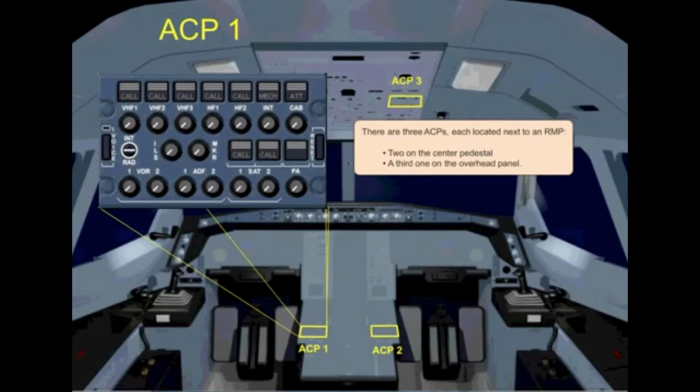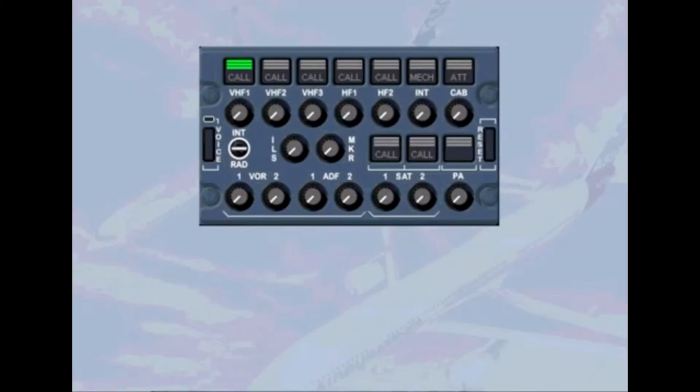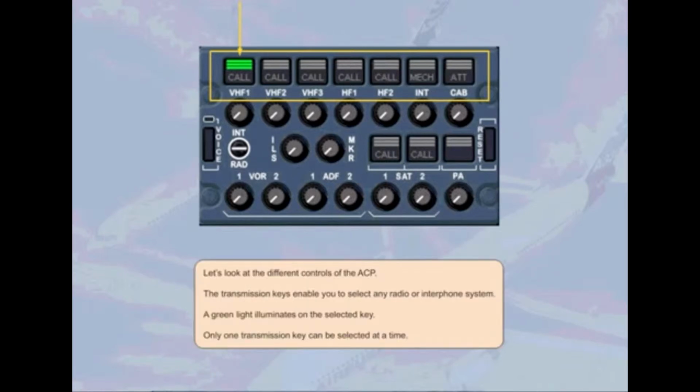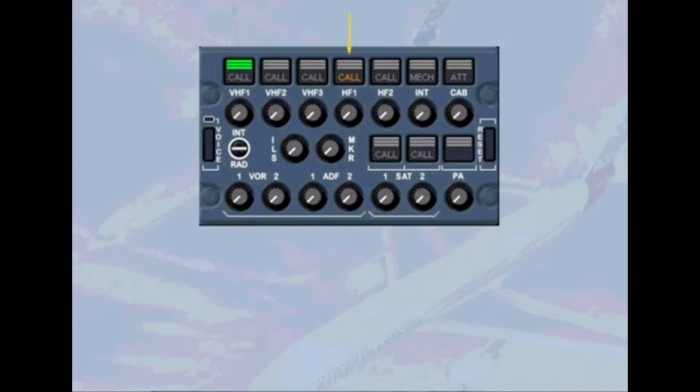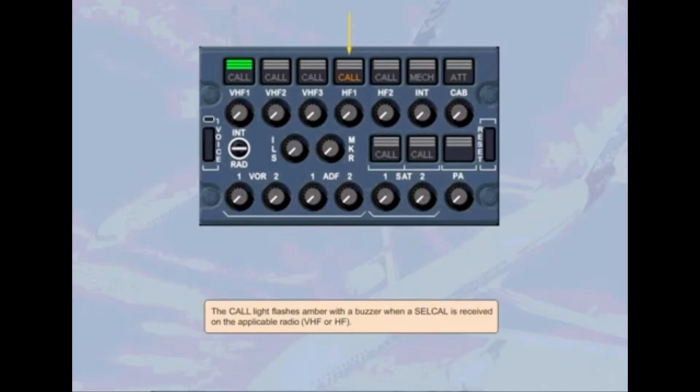Let's look at the different controls of the ACP. The transmission keys enable you to select any radio or interphone system. A green light illuminates on the selected key. Only one transmission key can be selected at a time. The call light flashes amber with a buzzer when a cell call is received on the applicable radio, VHF or HF.